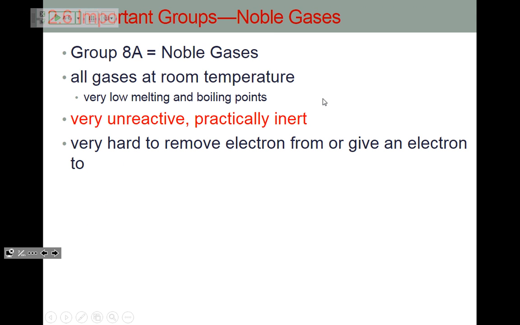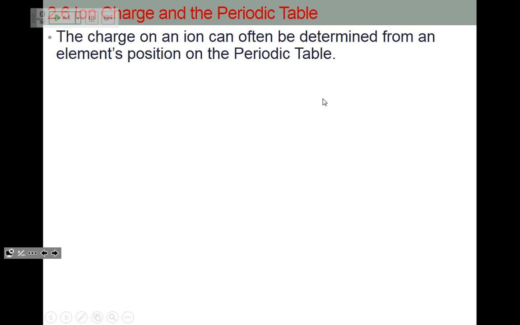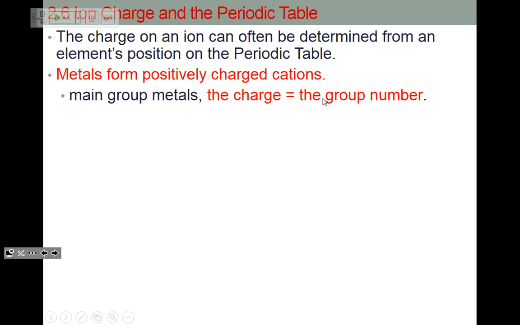So the charge on an ion, if we're talking about the main group elements, can be determined from the element's position on the periodic table. And there's a reason for that, which we're not really getting into in this chapter, but we will later on. So metals we know are going to form positive ions. We already talked about that. They like to give up electrons. For our main group elements, the charge is going to equal our group number, the number at the top of the periodic table. And again, we're really going to delve into why that rule works later on.